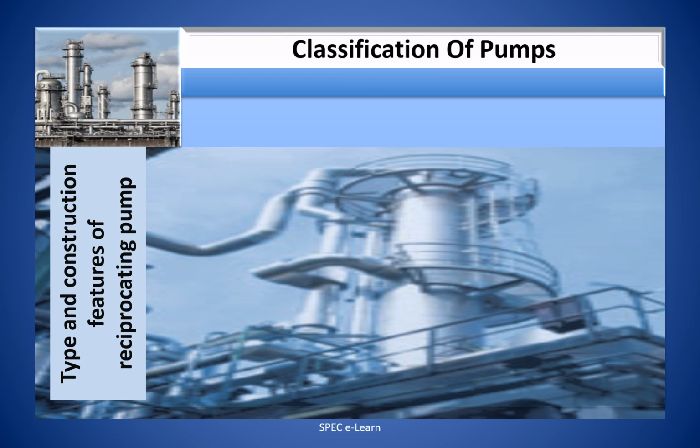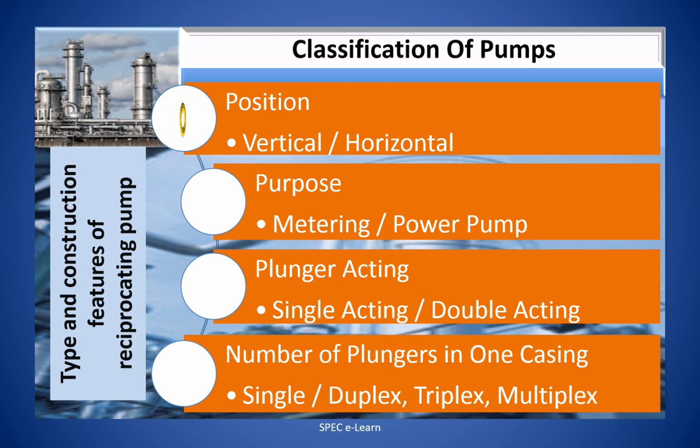Here you can see the types and construction features of reciprocating pumps. With respect to the position, the pump types are vertical and horizontal. With respect to the purpose or function, they are called metering or power pumps. With respect to the plunger acting, you call them single acting or double acting type. With respect to the number of plungers in one casing, you call them single, duplex, triplex, or multiplex pumps.